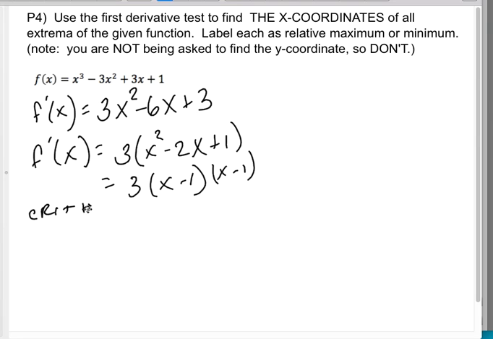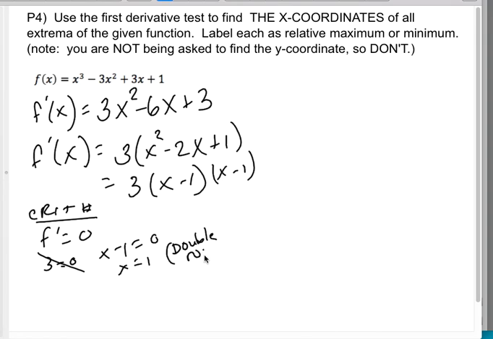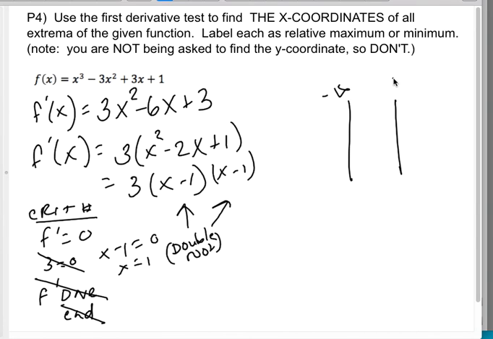So my critical numbers are when f prime is 0. Well, that's either when 3 equals 0, which is a lie, or when x minus 1 equals 0, which is when x equals 1, but it is worth noting that that is a double root. It happens twice, right? That's the only critical number that I'm going to have because f prime does not exist is not an issue for a polynomial, and there are no endpoints. So on my sign chart, I'm only going to have x as 1.